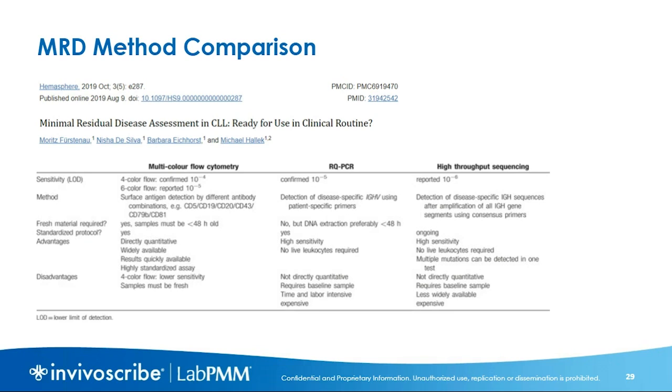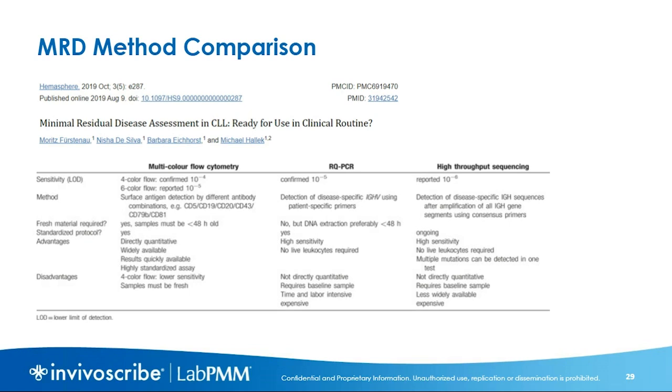One of the major advantages of flow cytometry is that it's widely available, including in most hospital labs. It's directly quantitative. The results are quickly available, usually within 24 hours. The biggest disadvantage is that the sample must be fresh, and degradation of the sample typically occurs over 2 to 3 days, and it can significantly affect its viability and thus sensitivity. PCR does not fall victim to that issue.